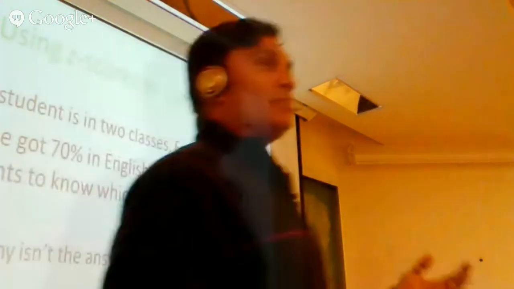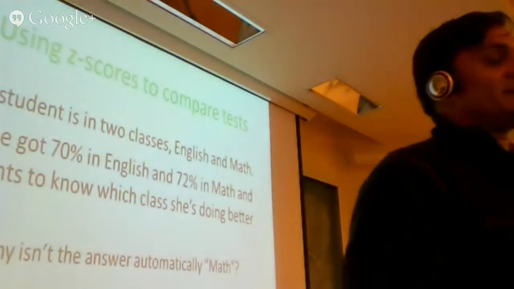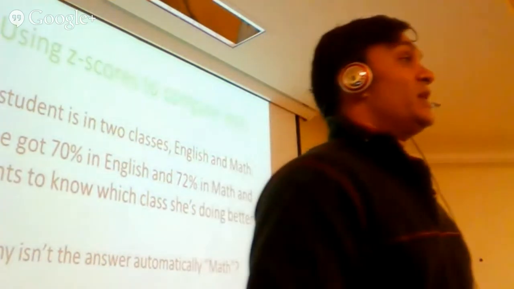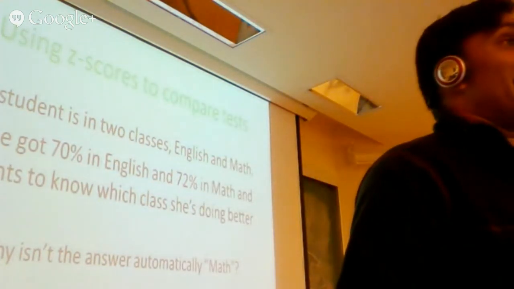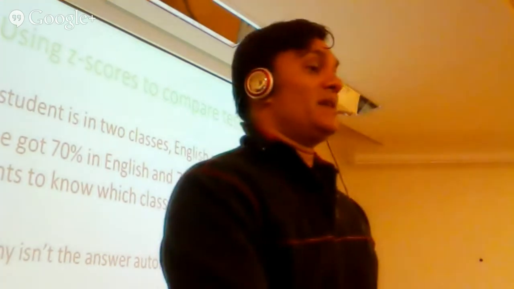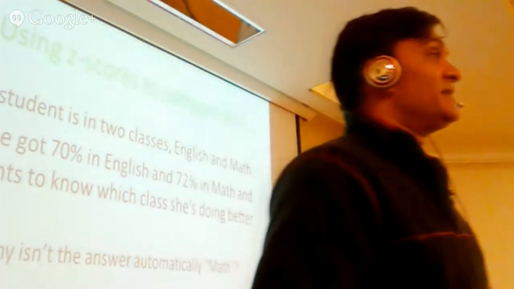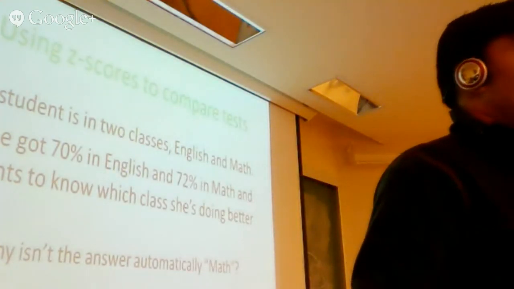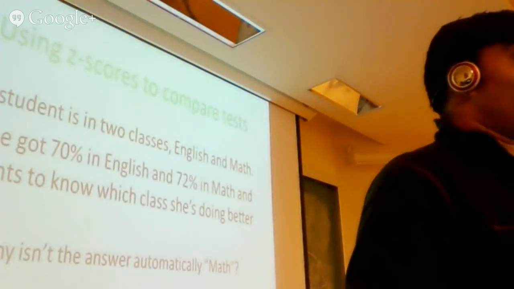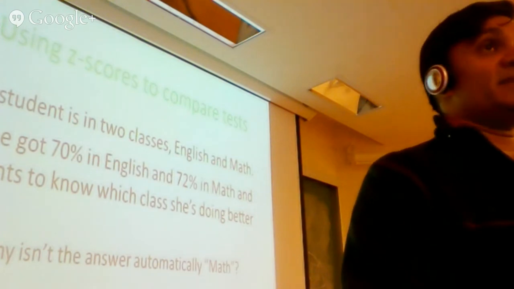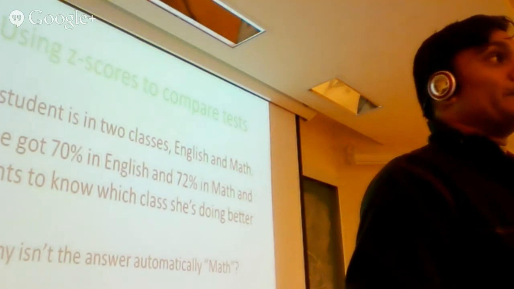So, the example I gave you a second ago, you're in 2 classes. Let's say you're in English and math class. You got 70% in English and 72% in math. And you're wondering which class you're doing better in. Why isn't the answer automatically you're doing better in math class? Because you got 72 in math and 70 in English. Why isn't it automatically math is better? Yep.